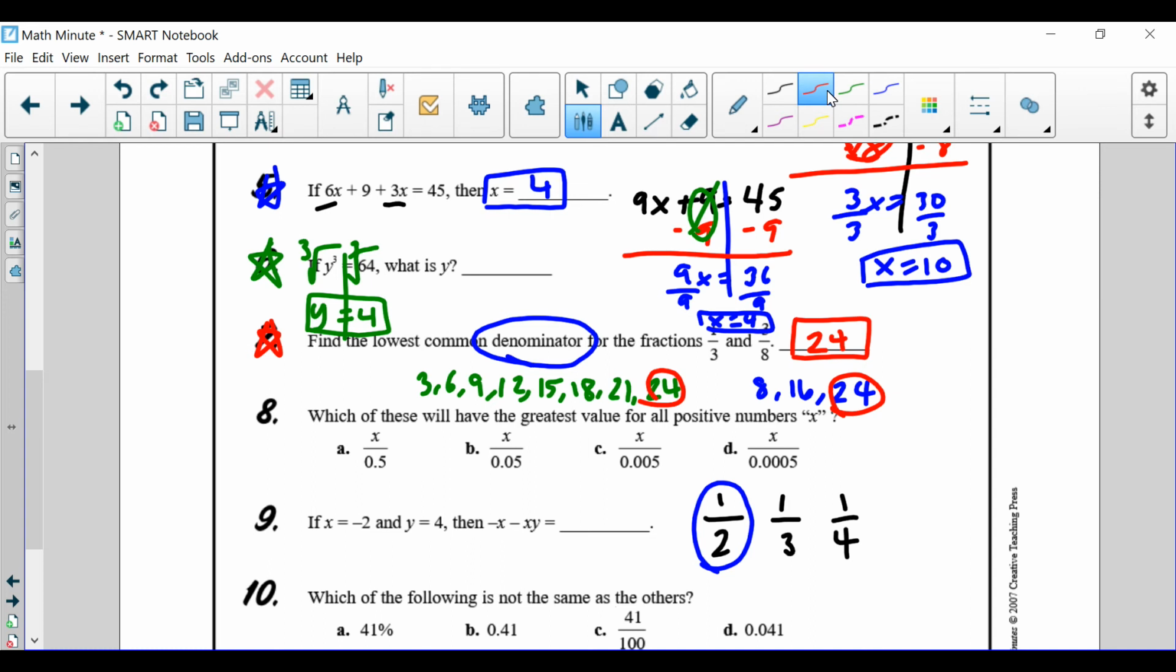So we're going to look at number 8 and try to figure out which one has the smallest denominator, because that is going to give us the bigger value. It means that it is cut into less pieces. So, which one is it? Well, we can see that 1/2 is A, this is a little bit bigger, that's a little bit smaller, this is even smaller, and this is actually the smallest. Therefore, it is the largest in value because the denominator is the smallest.